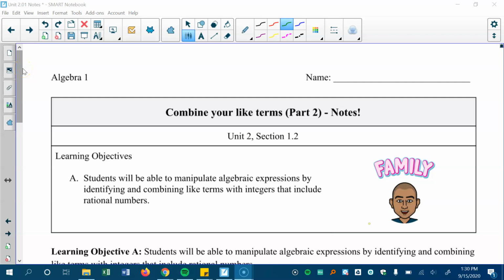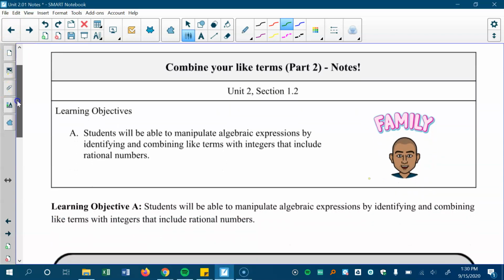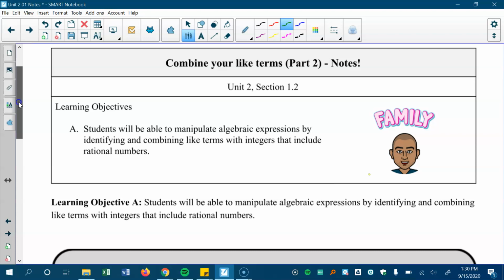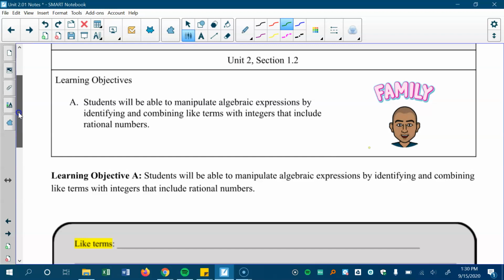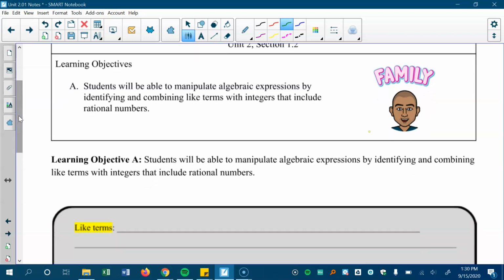Hello again. This is going to be Unit 2, Section 2. Looks like there's a typo here. It should be, well, no, this is right. It's going to be Section 1, Part 2. And we have: students will be able to manipulate algebraic expressions by identifying and combining like terms with integers that include rational numbers. Please note here that I will be using a lot of different colors.